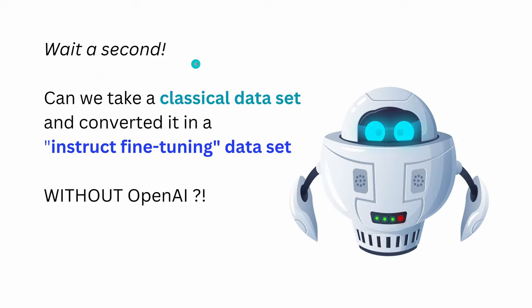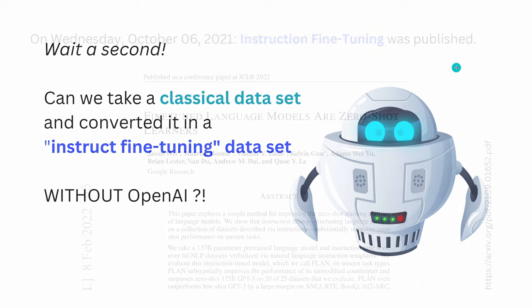So you say, hey, wait a second, we can take all the classical data sets that are available in Hugging Face, in all the different languages, on all the different topics, and convert them into an instruct fine-tuning data set without OpenAI, so we do not have to pay, like Alpaca, $500 to OpenAI? Yes, this is exactly what I'm telling you. And you might say, why?